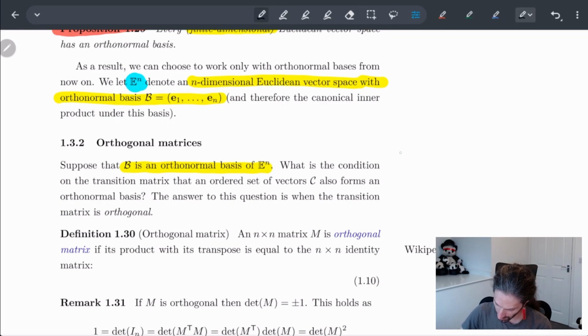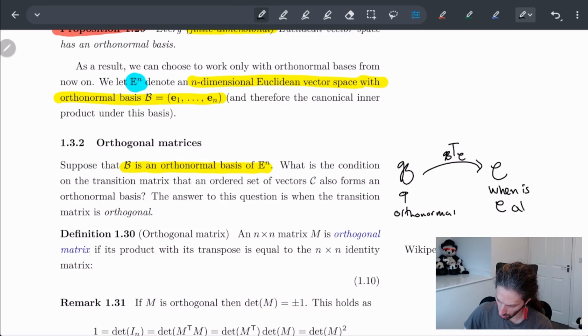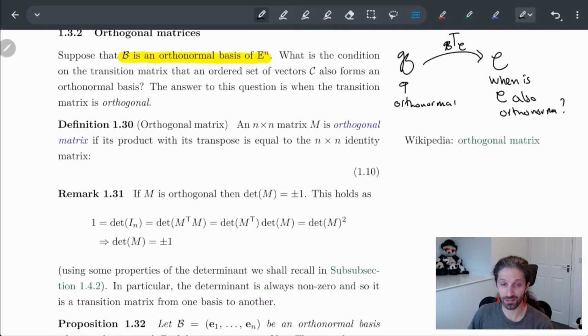So what we're basically asking is, if I have B orthonormal, and I want to go to C, remember here, normally we'll use a transition matrix. We're asking when is C also orthonormal? And the answer to this question is actually not too bad. It's basically when the transition matrix is orthogonal. So this transition matrix here is going to be exactly what's going to define it. So it's when the transition matrix is orthogonal.